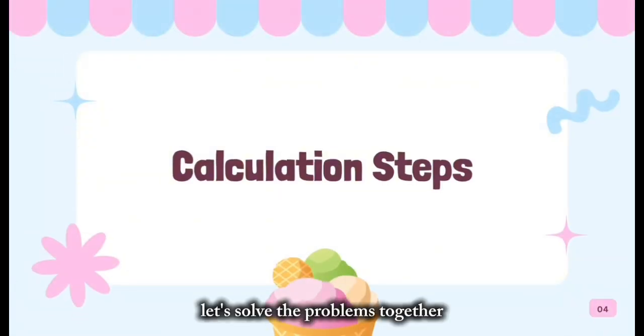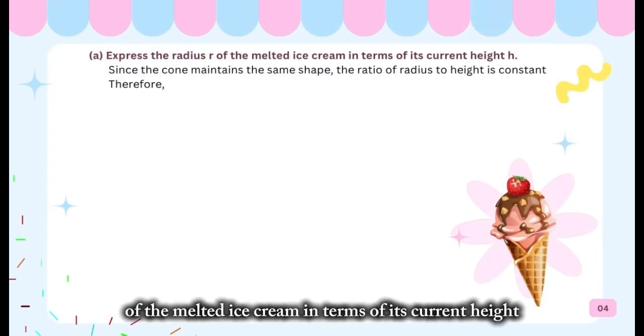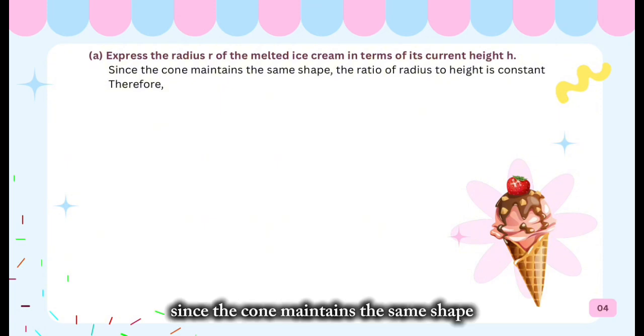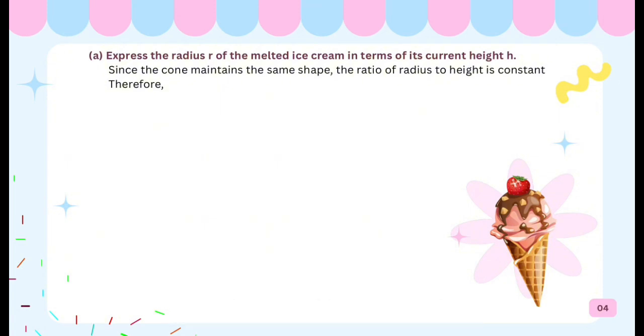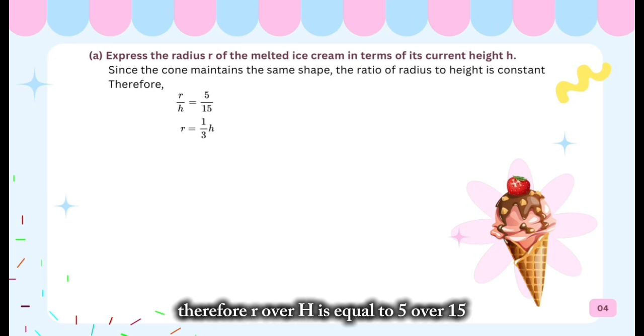Let's solve the problems together. Question A. Express the radius r of the melted ice cream in terms of its current height h. Since the cone maintains the same shape, the ratio of radius to height is constant. Therefore, r over h is equal to 5 over 15, so r is equal to 1 over 3 times h.